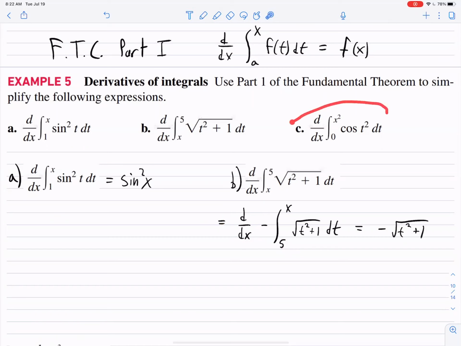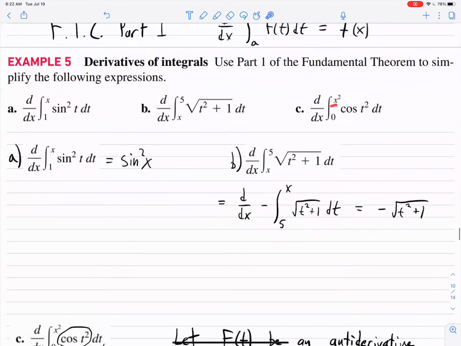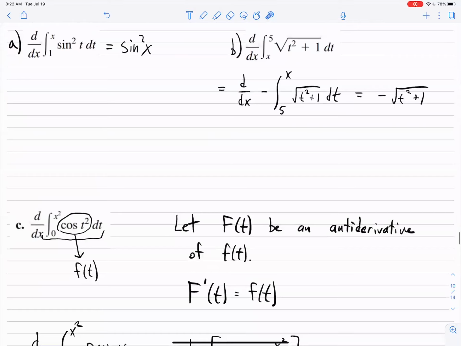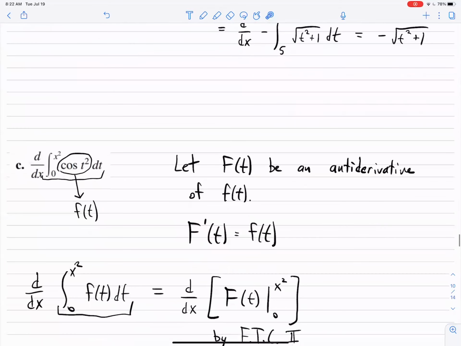Now this one is way more interesting because it's an x squared, not an x. And so how do we do that? In order to do that, I already wrote it out because it's kind of long. And so here's the idea. This is the inside function, and we're going to call it f of t. We're going to let capital F of t be an antiderivative of it. And we don't need to calculate it. I have no idea what the antiderivative of cosine of t squared is, but you don't need to. We're just going to give it a name and call it capital F of t. So capital F of t, if you take the derivative, is little f of t.